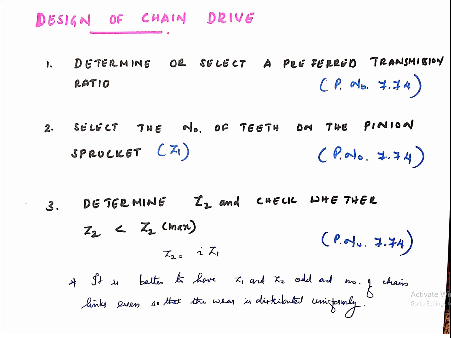The second step is to select the number of teeth on the pinion sprocket. That directly depends upon the transmission ratio. With respect to that range, we'll be selecting the number of teeth on the pinion. Once that is found, the number of teeth on the other sprocket can be easily found out using the relationship Z2 is equal to i Z1.